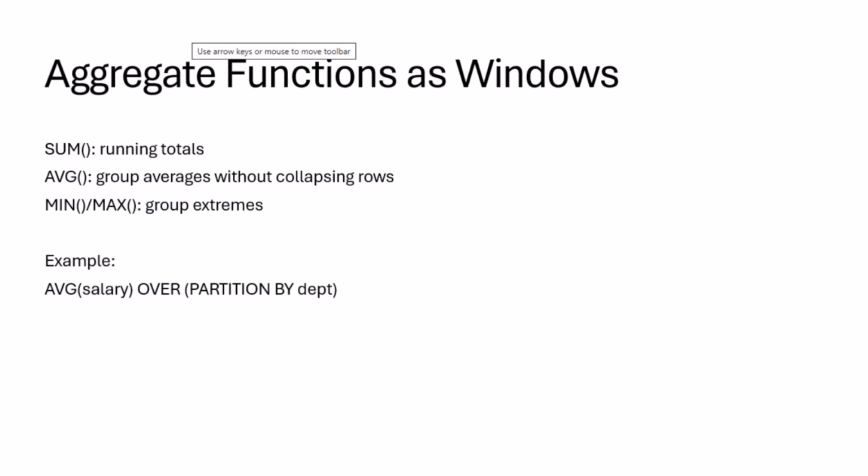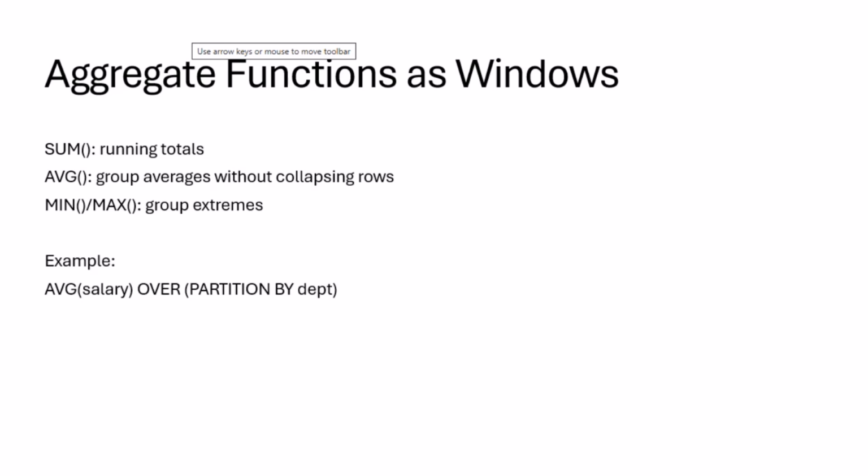Now let's move on to aggregate functions. The most popular ones are sum, average, min and max. There's also count. So we know what sum does. Sum adds everything, but for window functions, sum now does running totals. We use that for running totals. Then average, AVG, is used to calculate group averages without collapsing the rows.